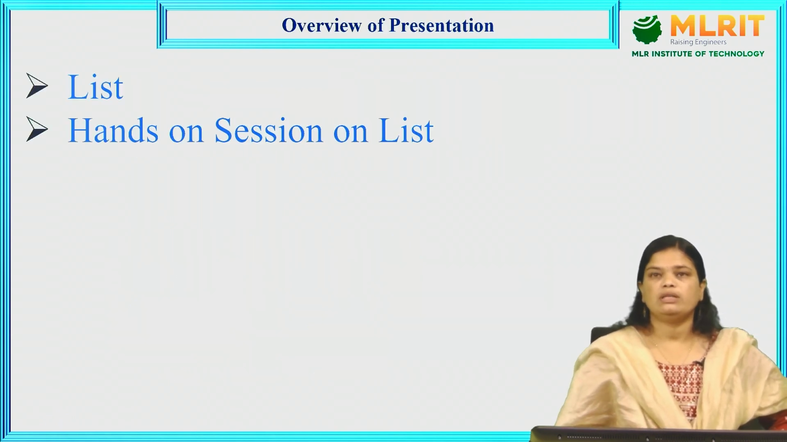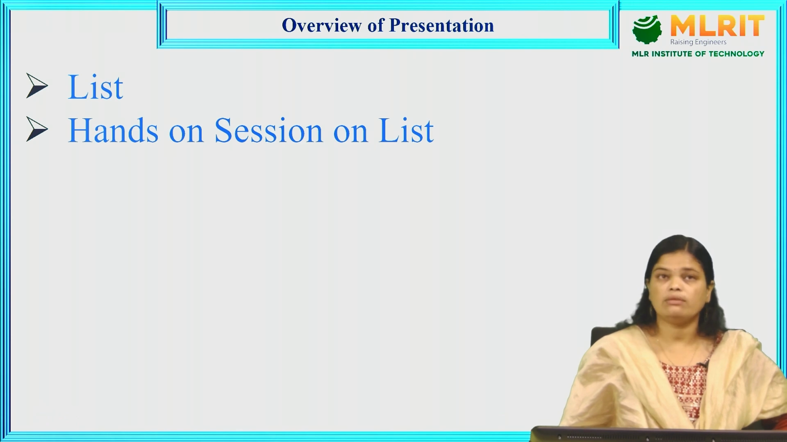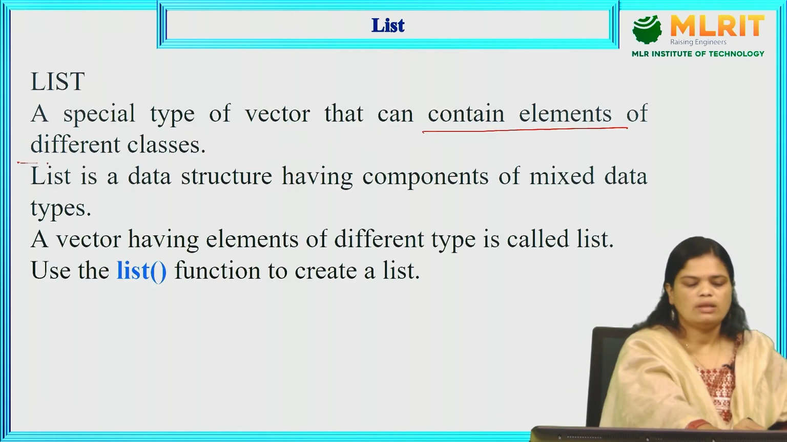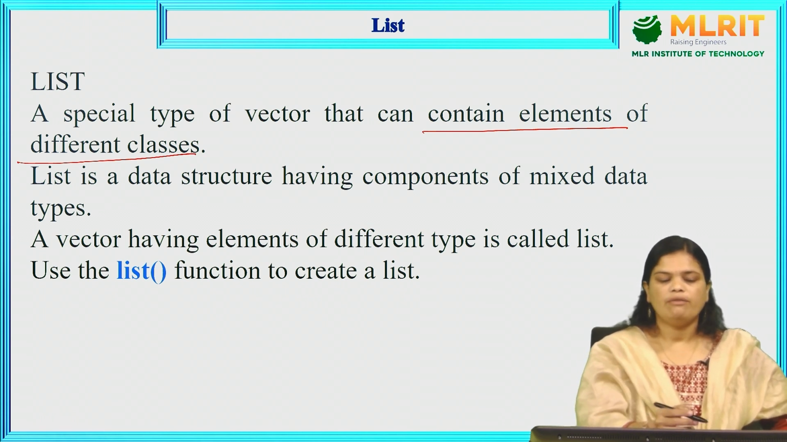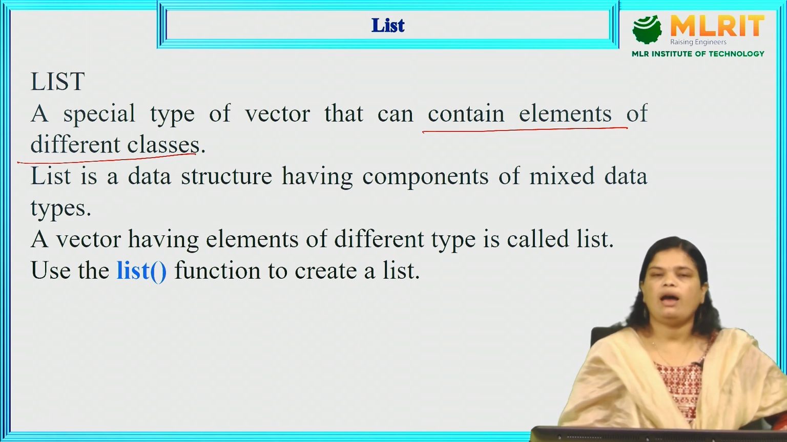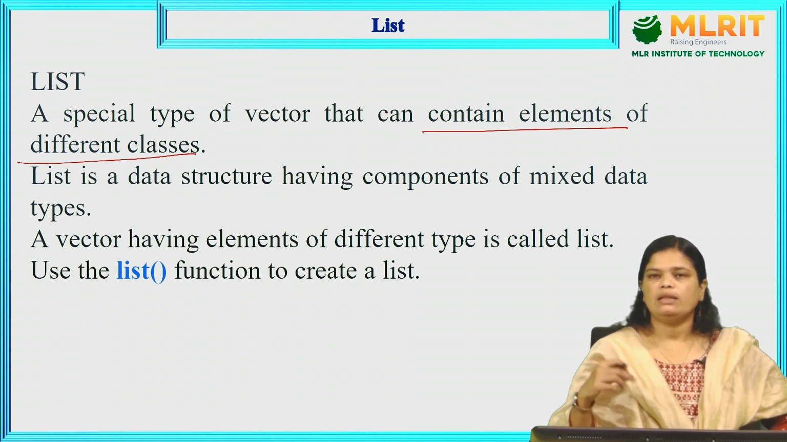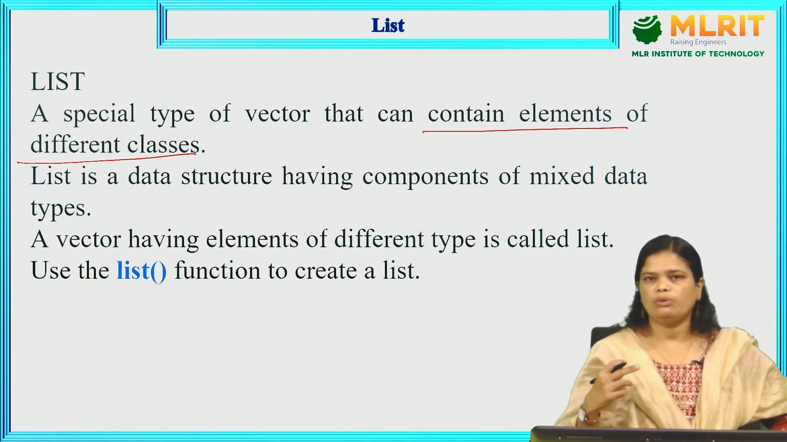Another topic we are discussing today is the list, and we'll be looking at some examples on the list. This is the major difference between a vector and a list. In a list we can have different classes of elements, but in a vector we can store only the same type of variables.